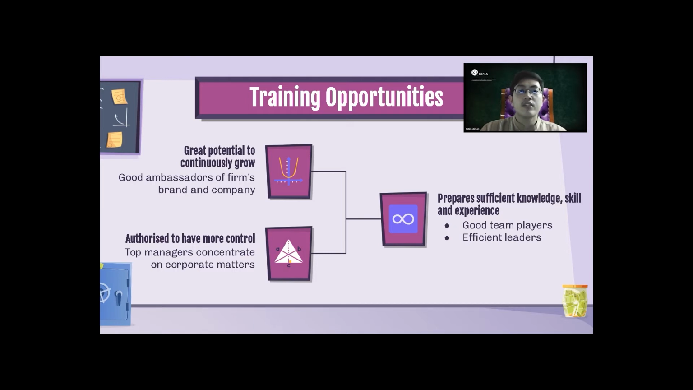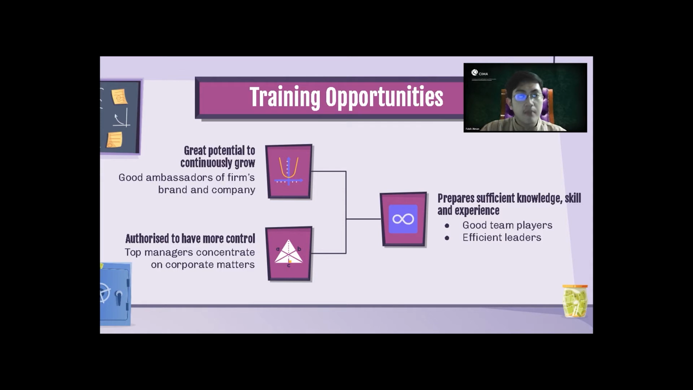Transfer pricing offers better training for managers, especially those seeking higher level positions in the future. It prepares lower level managers with sufficient knowledge, skill, and experience, which builds them to be good team players and efficient leaders. In consequence, they will have great potential to continuously grow in their role, henceforth being good ambassadors of their firm's brand and company.